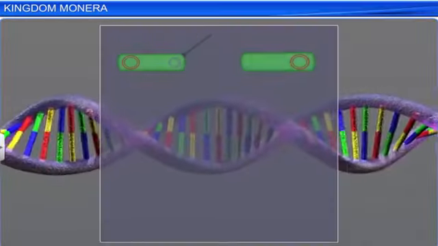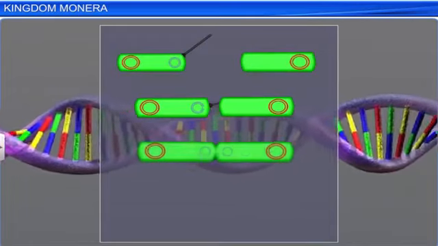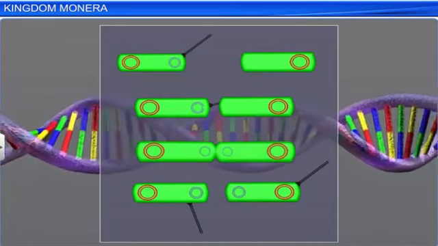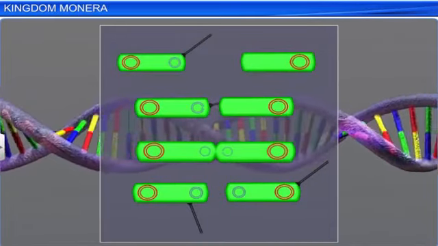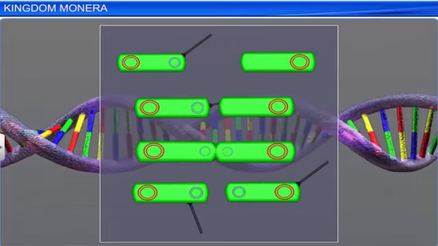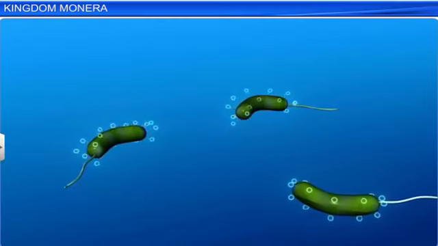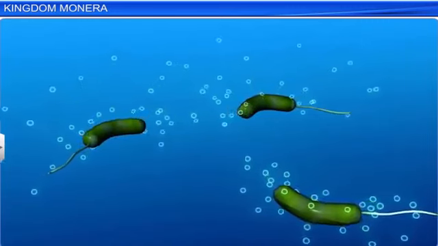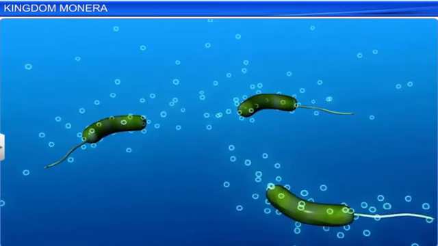Bacteria reproduce by fission. They can also reproduce sexually by a primitive DNA transfer from one bacterium to another through the pilus. Under unfavorable conditions, bacteria produce spores.